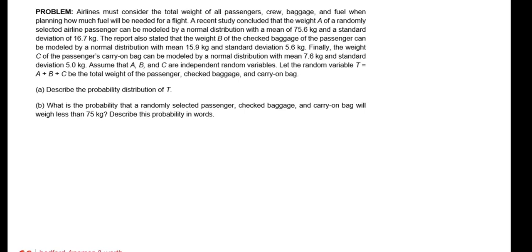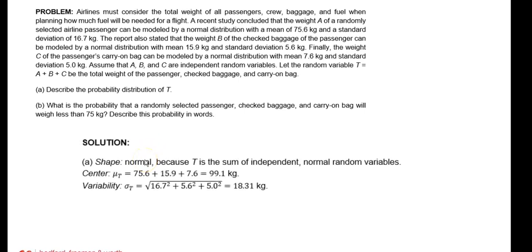This one: airlines must consider the total weight of all passengers, crew, baggage, and fuel when planning fuel for a flight. A recent study concluded the weight of a randomly selected airline passenger can be modeled by a normal distribution. We already did this. The weight C of the passenger's carry-on bag can be modeled by a normal distribution with a mean of 7.6, standard deviation of 5. Assuming that A, B, and C are independent random variables, let T be A plus B plus C. So we're going to add up all three.